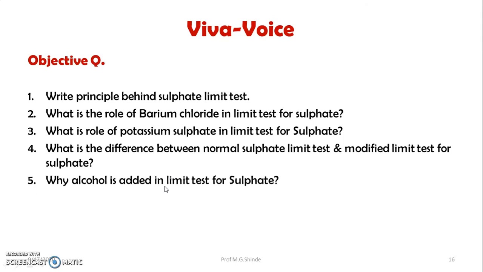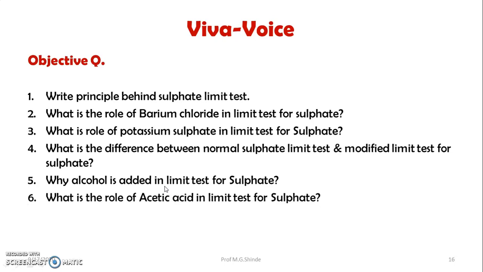The next question is: why is alcohol added in the limit test for sulfate? Again, alcohol is added in the limit test for sulfate to prevent supersaturation. The last question is: what is the role of acetic acid in the limit test for sulfate? Acetic acid prevents the precipitation of other anions. Therefore, we are using acetic acid in the limit test for sulfate.